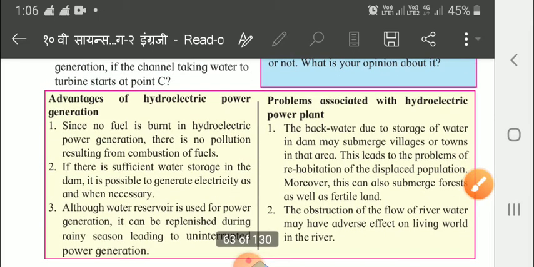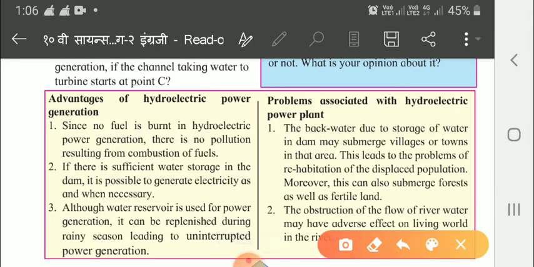Then here we'll see the advantages of hydroelectric power. I already told you that since no fuel is burned, there is no pollution. Second, if there is sufficient water storage in the dam, it is possible to generate electricity whenever it is necessary. And third, although the water reservoir is used for power generation, it can be replenished during the rainy season, so uninterrupted power generation is possible.